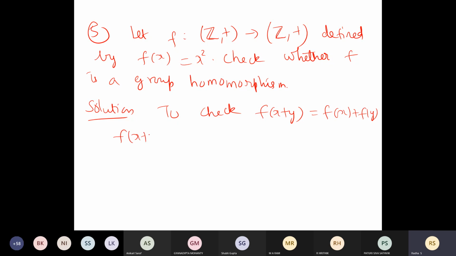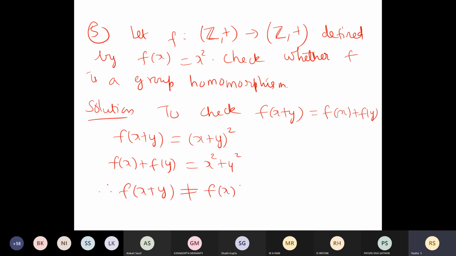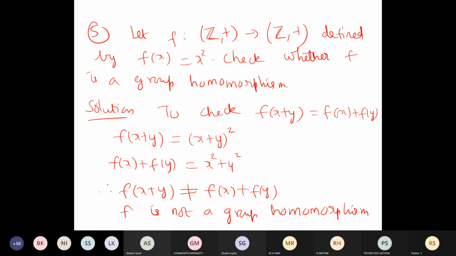So F of X plus Y is what? Any element maps onto its square. So X plus Y should map onto X plus Y the whole square. F of X plus F of Y is X square plus Y square. And therefore, F of X plus Y is not equal to F of X plus F of Y, F is not a group homomorphism. So you have seen this example even in linear transformation, right? I think you remember. Okay.